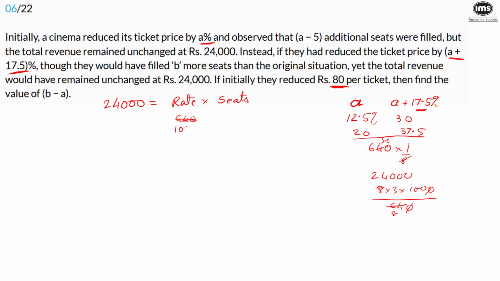Suppose I assume the rate to be 100 rupees. Then the number of seats will become 240. 24,000 total. So if there is a reduction of 80 rupees, the new rate will become 20 rupees and A will turn out to be 80%. And the number of seats is fantastically large, 1,200, which is an increase of 960 seats.